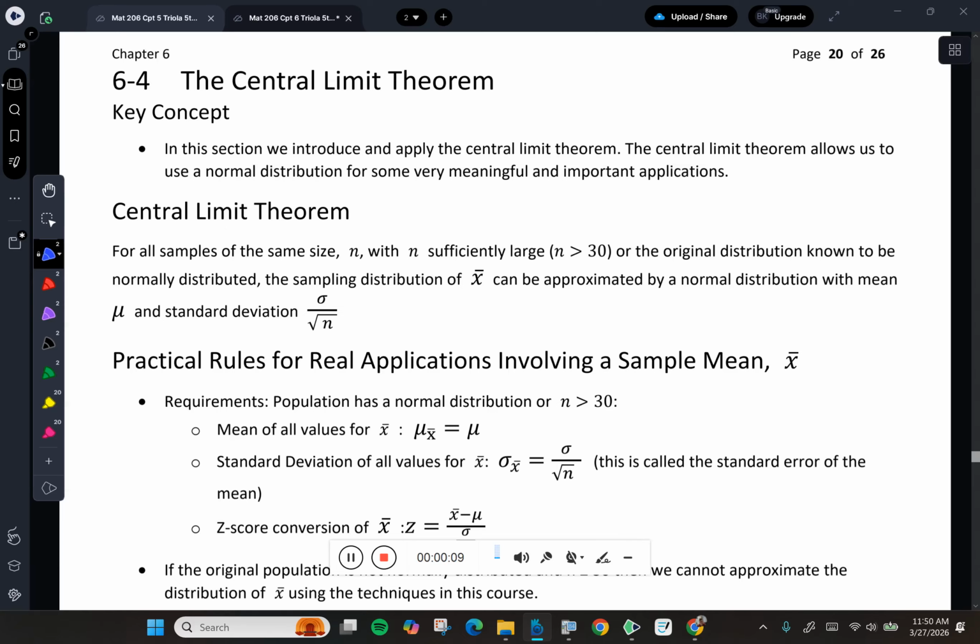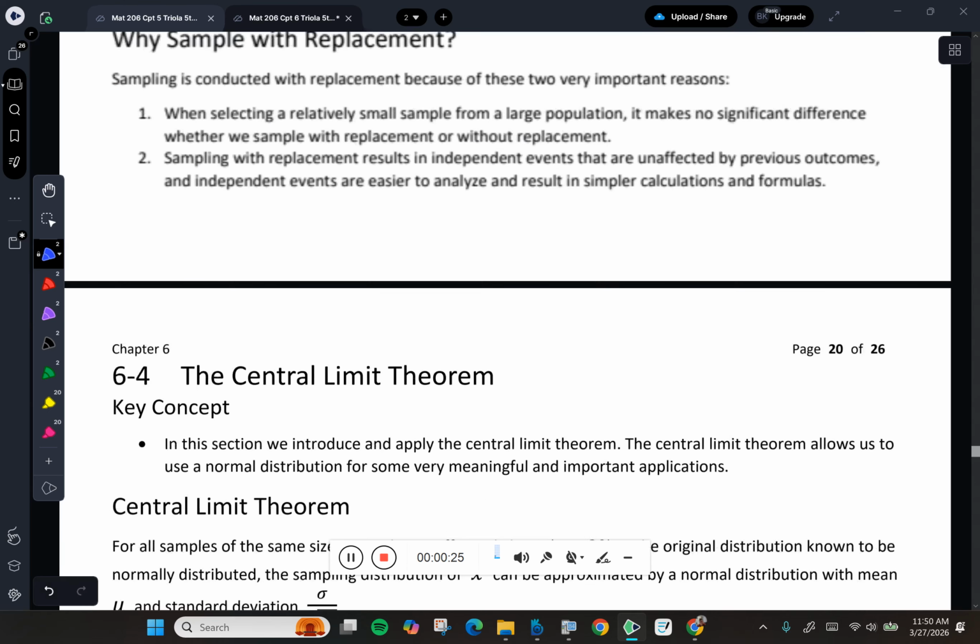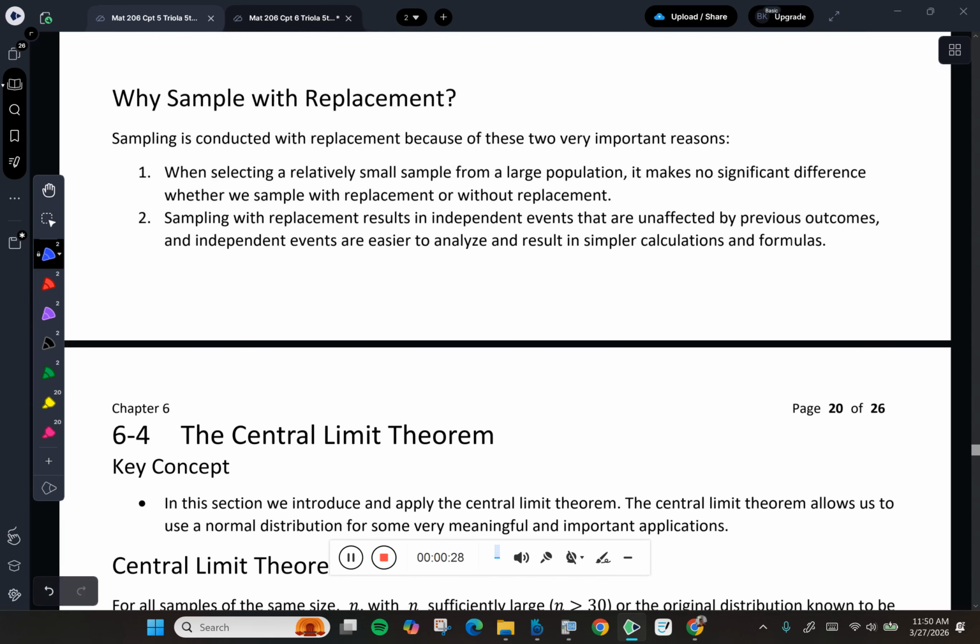In section 6.3, we took a look at the idea of using sample data, sample statistics, to predict population parameters. And I said there's math that does this. Here's where the math comes into play. Now, one thing to keep in mind is when we are sampling to get our sample statistics, we are sampling with replacement. And there's two very important reasons why we do this.